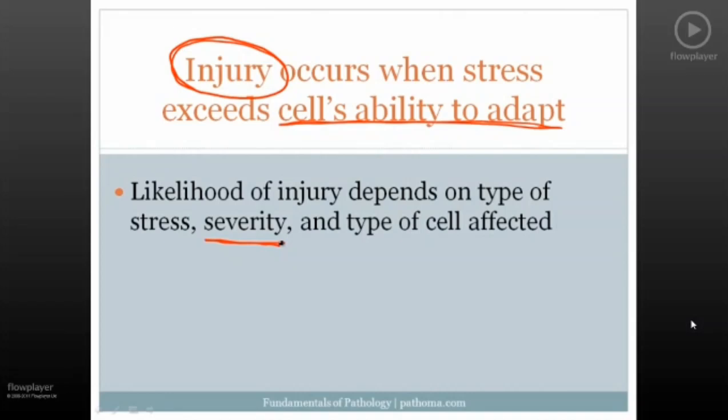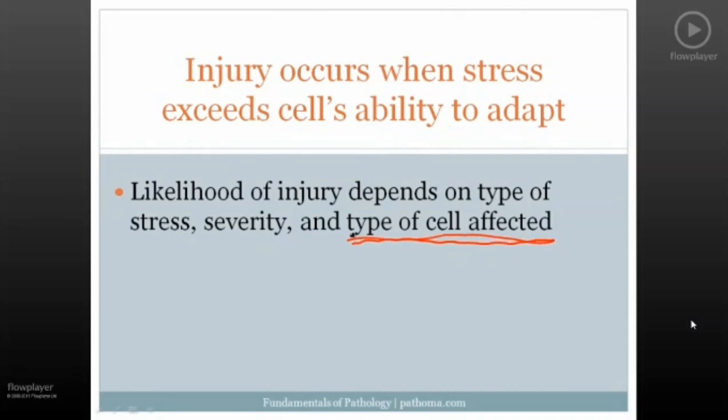And the third factor that determines what happens in response to a stress is the type of cell that is affected. Now, what do we mean by that? Well, one of the high-yield principles to be familiar with, and examiners like to go after this, is the fact that neurons are very susceptible to hypoxia. In fact, the neuron has the ability to withstand hypoxia for only 3 to 5 minutes, whereas skeletal muscle, which is another type of cell, can withstand hypoxia for very long periods of time. And so the type of cell affected will also determine how the organ or the cell adapts to a particular stress.